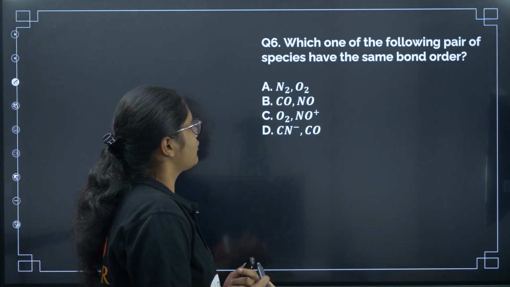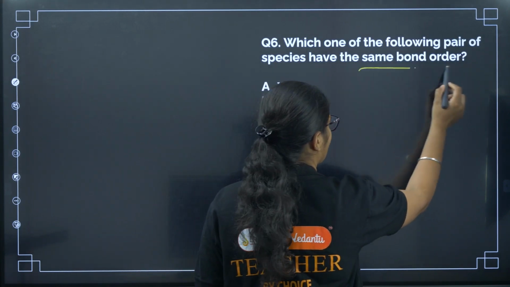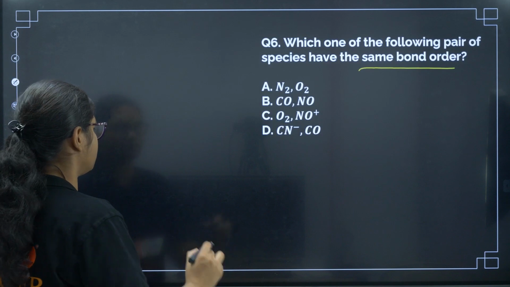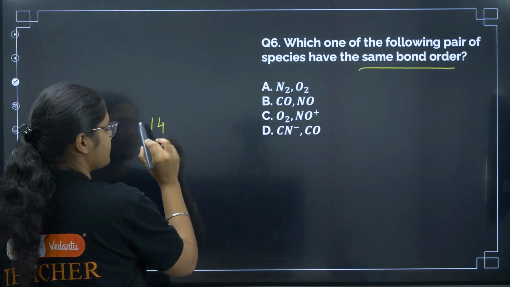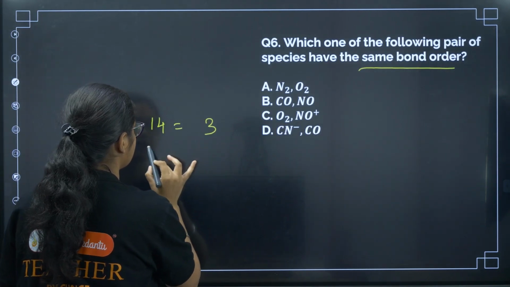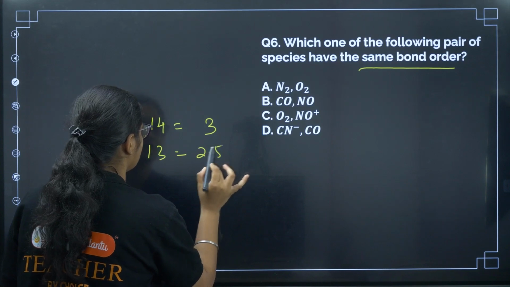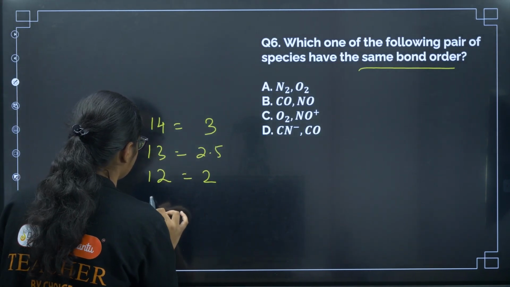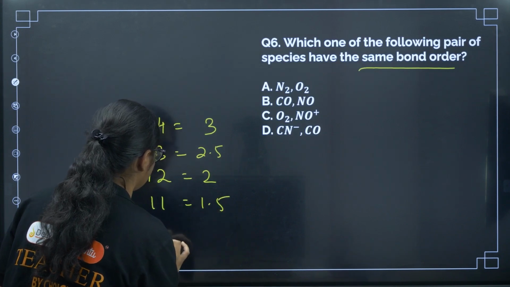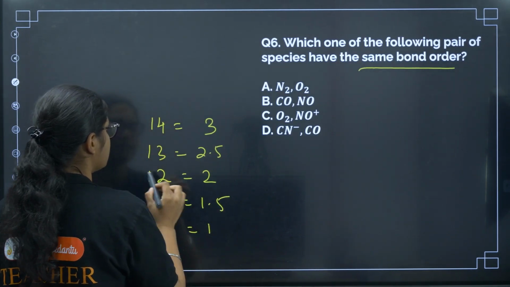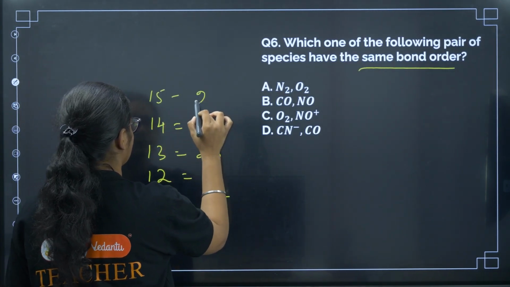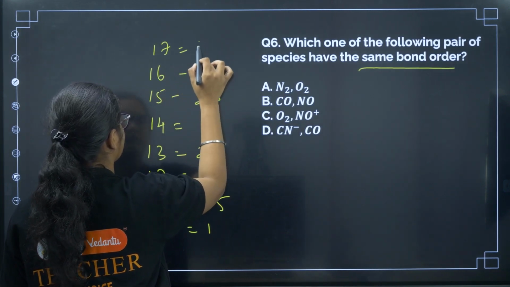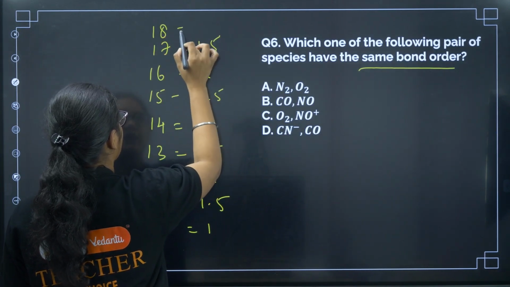Next one, which one of the following pairs of species have the same bond order? For calculation of bond order, we know a trick, right? If the total number of electrons is 14, bond order is 3; 13, it is 2.5; 12, it is 2; 11, it is 1.5; 10, it is 1. Similarly, on this side also we can have 2.5, 16 will have 2, 17 will have 1.5, 18 will have 1.